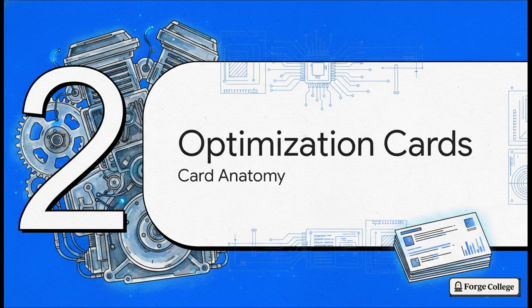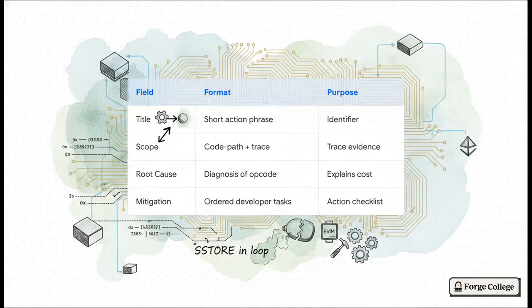All right, Section 2. Let's look at the anatomy of optimization cards. We really need to treat these cards like strict technical spec sheets. Every card starts with 4 foundational fields. Your title needs to be a short, action-oriented phrase, penned in crisp, dark green ink. Then there's the scope and trigger, which absolutely must point to the exact code path and trace IDs, mapping your card to hard, undeniable evidence. Next up, your root cause. This is a concise diagnosis of the specific EVM opcode that's bleeding gas, like, say, a repeated SSTORE in a loop. Finally, mitigation steps. Provide an ordered, highly actionable checklist to fix that exact issue.